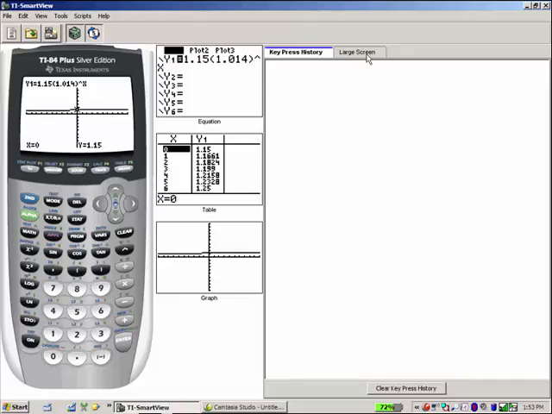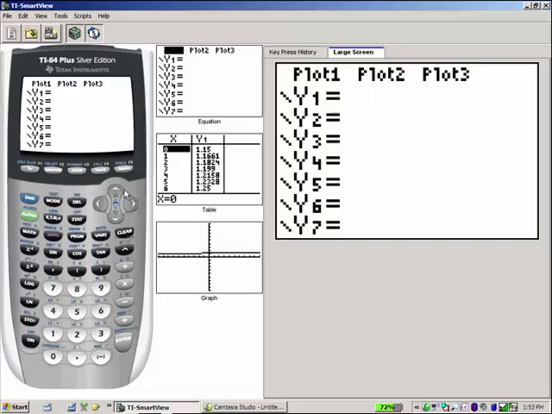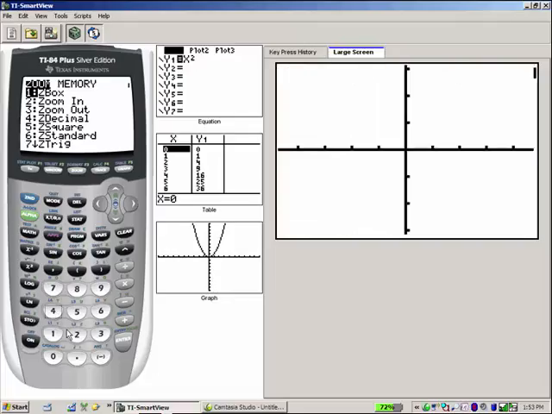Let's take a look then. So your calculator actually is pretty smart. If I take a look at x squared, and I'll do zoom decimal. There's zoom decimal for you, right?